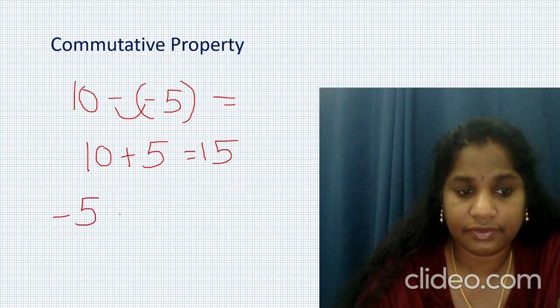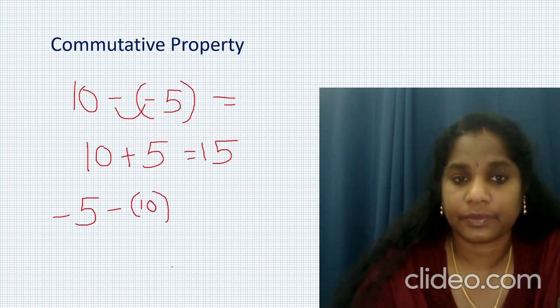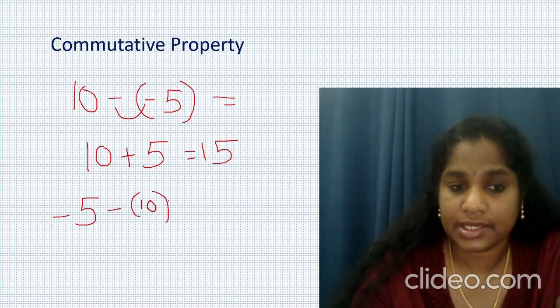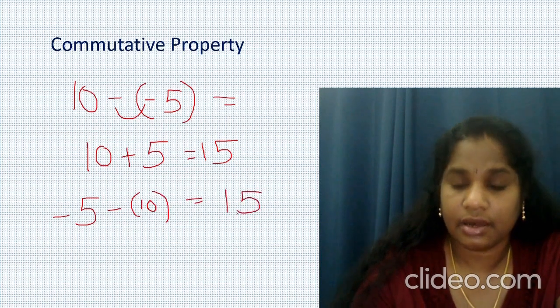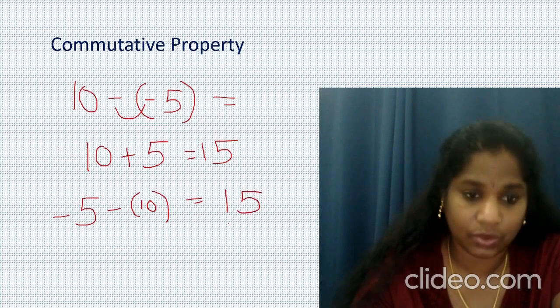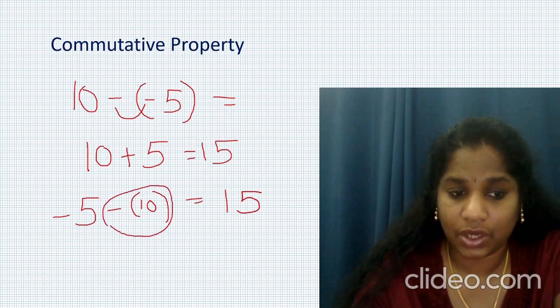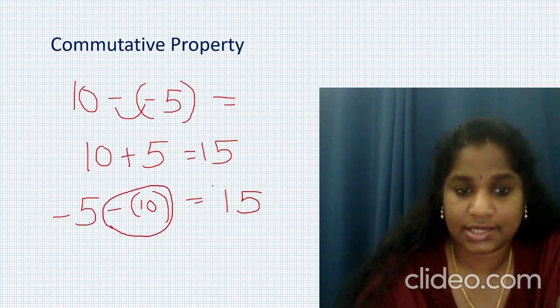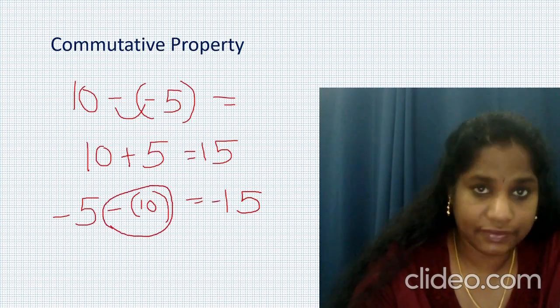Let me just change their position. Minus 5. What am I supposed to do? Minus positive 10. Minus and minus, plus happens. It will be 15. But do you think the sign will remain the same? No. The sign will be of the greater number. Now what is the sign of 10? It has become negative. So the answer will be minus 15.